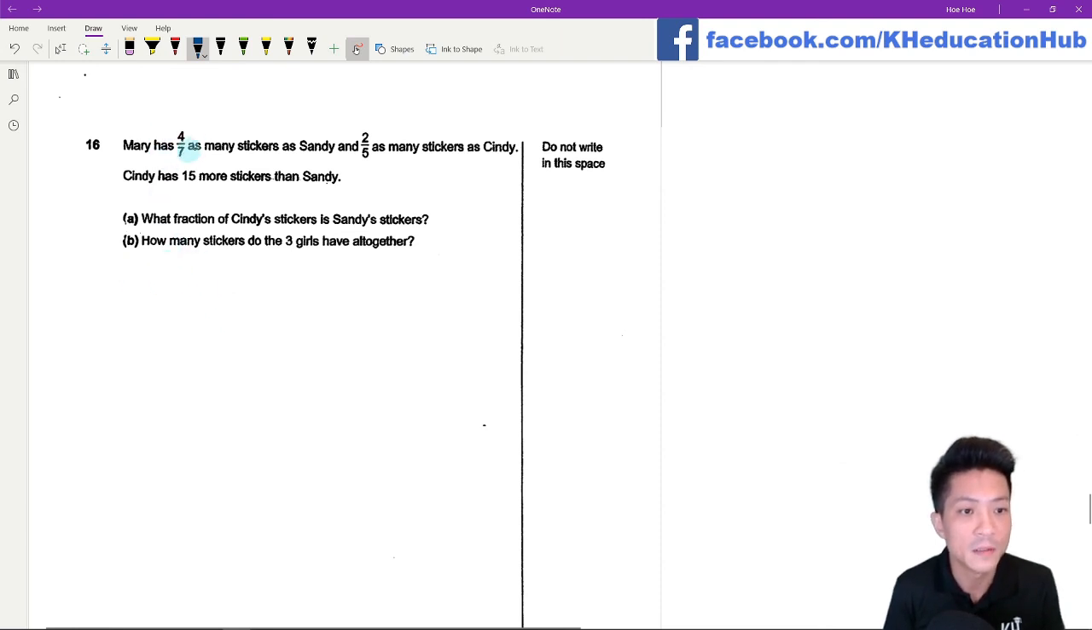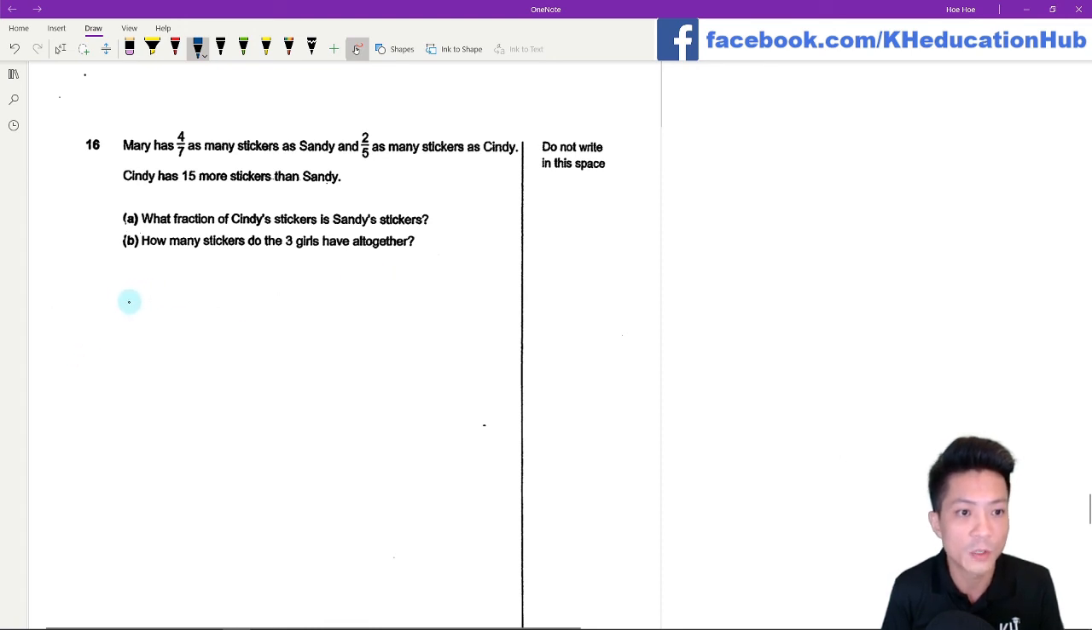Question 16. Mary has 4/7 as many stickers as Sandy and 2/5 as many stickers as Cindy. Cindy has 15 more stickers than Sandy. So what fraction of Cindy's stickers is Sandy's stickers? How many stickers do the 3 girls have altogether?